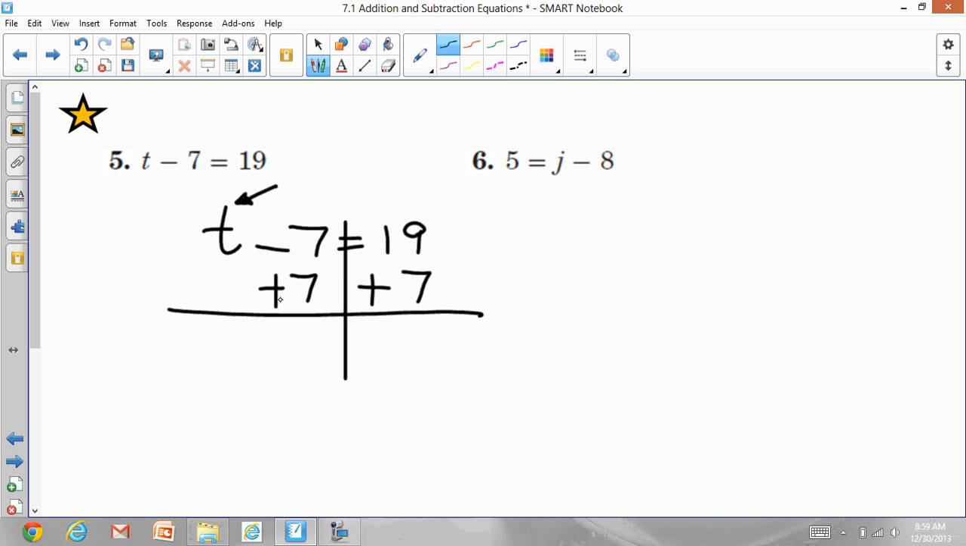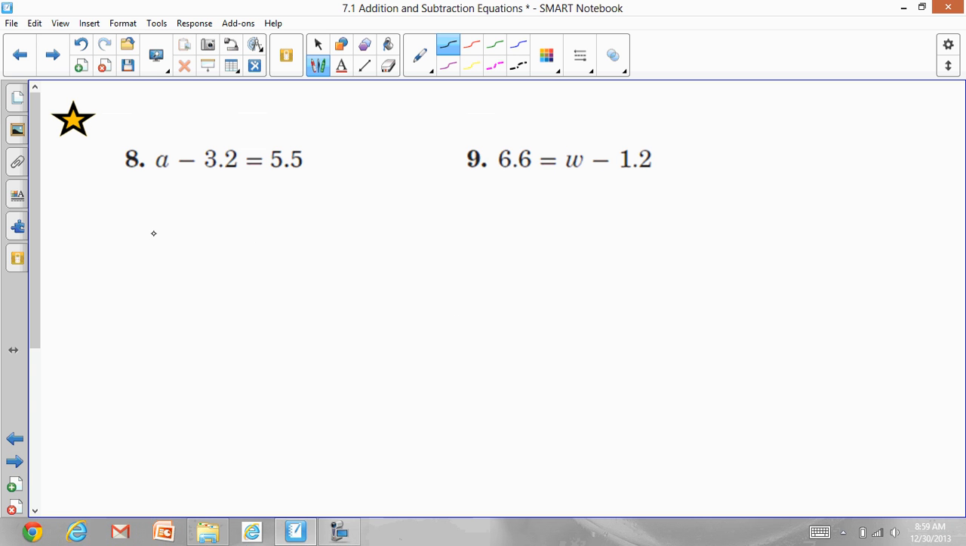Now minus 7 plus 7 becomes a 0. Just cancel them. So you get t is equal to 19 plus 7, which is going to give you 26.